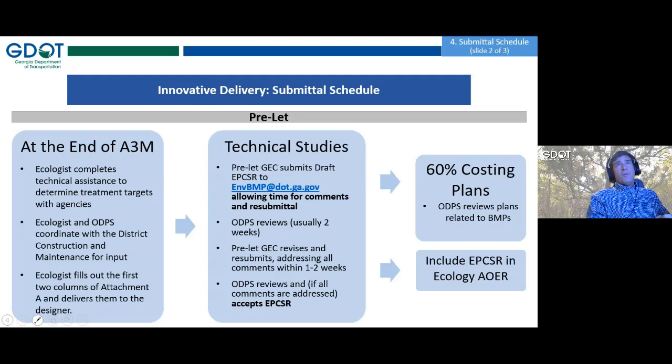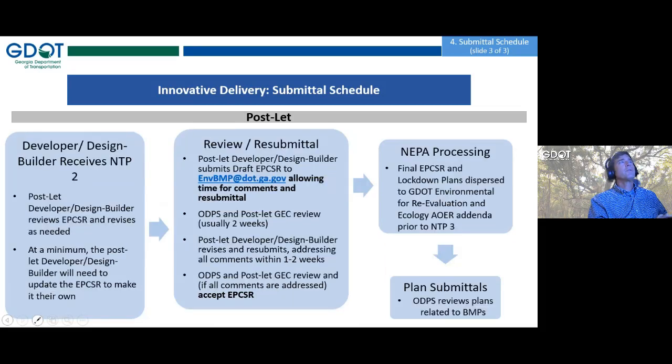And then we have this difference with the 60% costing plans, where we look it over and review the plan related to the BMP. I'm sorry, we're not revising it. That's coming from the GEC. And then we'll include the report in Ecology for the AOER. All right, next slide, please.